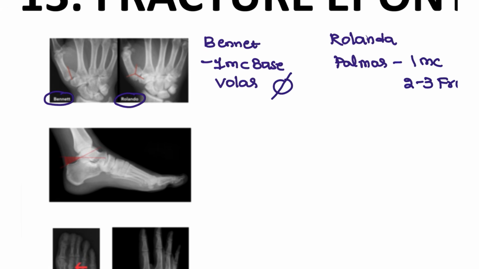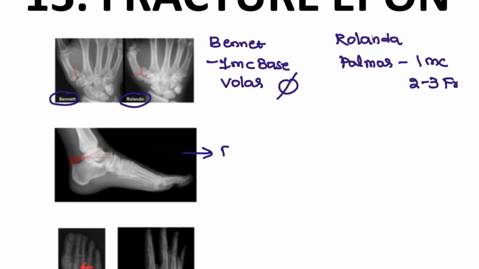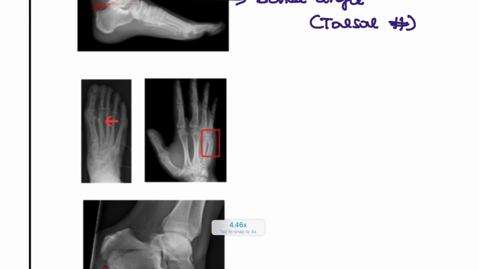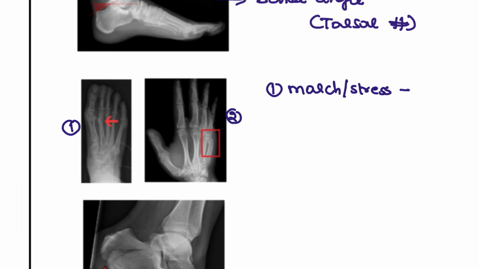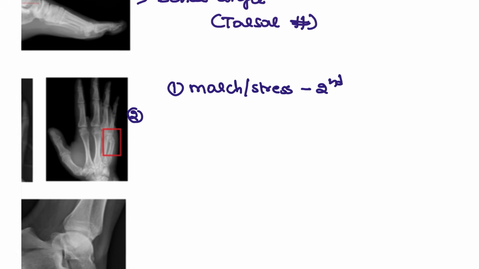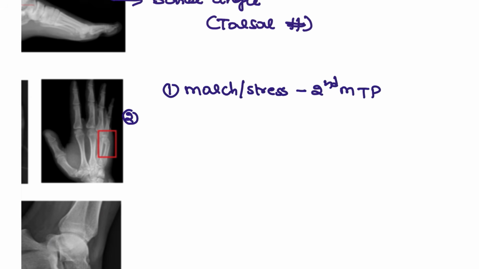Bennett's and the Rolando. This angle is known as Bohler's angle. This is Bohler's angle, used for the tarsal fracture. Next, another two pictures. This is the first, this is the second. The first one is seen in the foot. When you see this, this is known as a march or stress fracture. Involvement of the second metatarsal, right? The second MTP joint will be involved, commonly seen in army personnel.